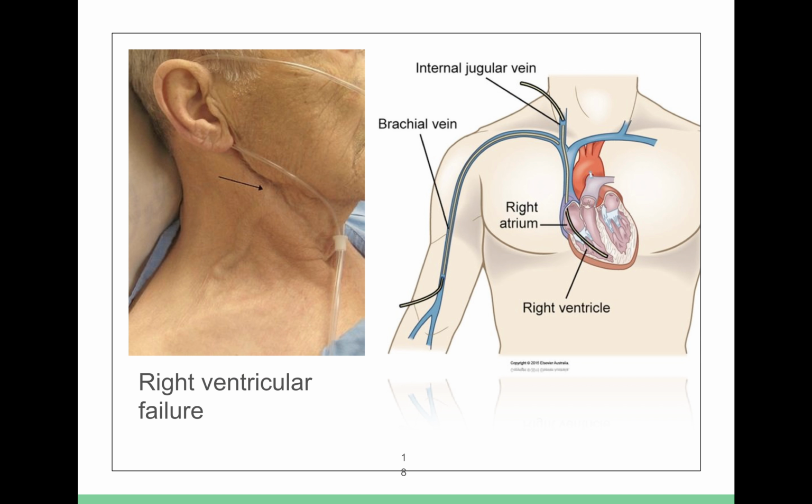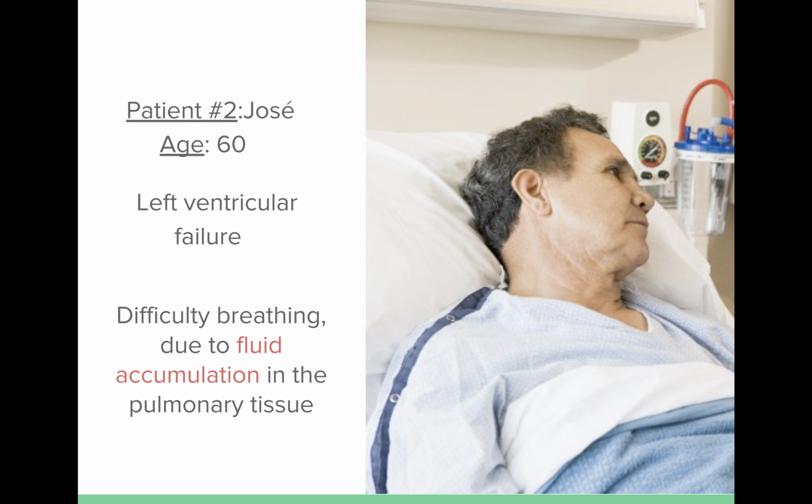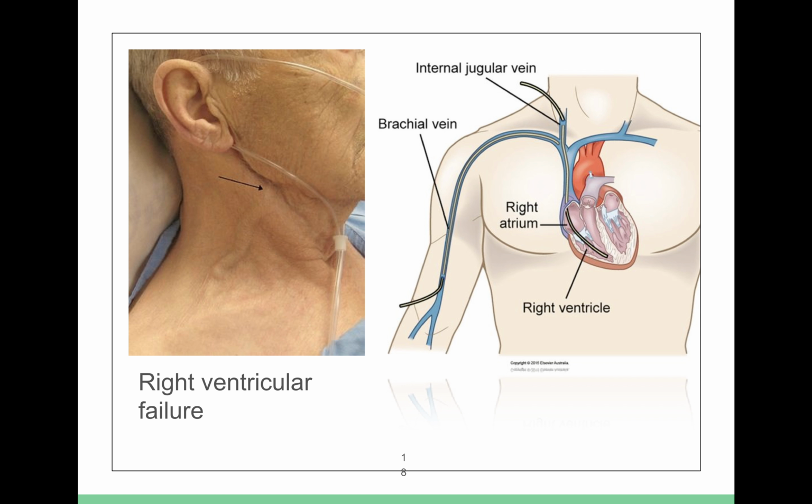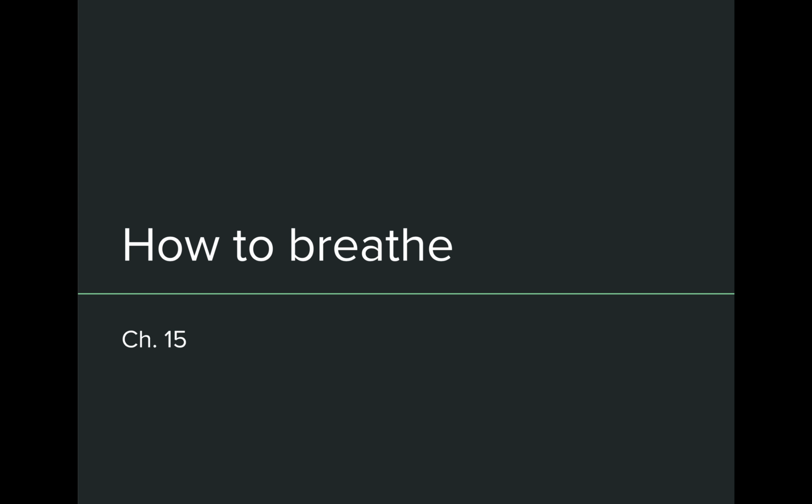All right, so Jose, left ventricular failure, trouble breathing. So now what we're going to jump into is how we breathe at all. How do we breathe? How do we bring in air? How do we get air out? Why was it so hard for Jose to breathe when his lungs were full of fluid?